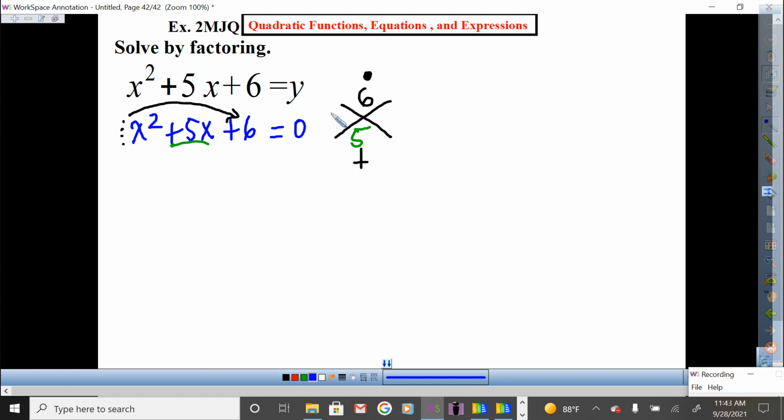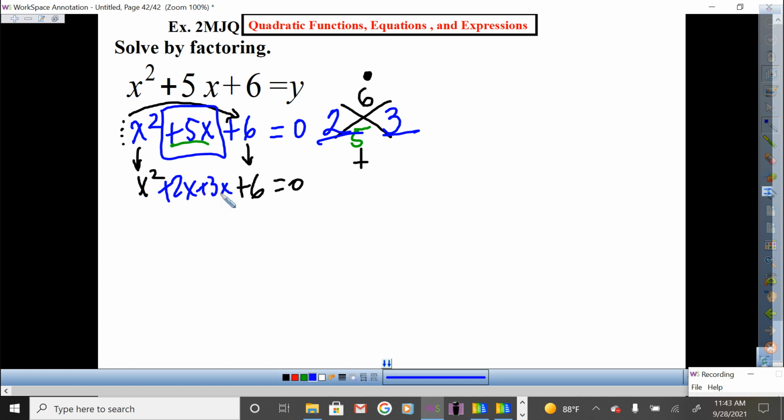Christian? What two numbers multiplied give us 6? 2 and 3. That is correct. 2 times 3. All right. So I rewrite this. Bring down x squared. Bring down the plus 6 equal to 0. But the middle term, this one, is going to become what? 2x and 3x. You're like, oh, I remember these. Of course. What do we do from there, Raymond?